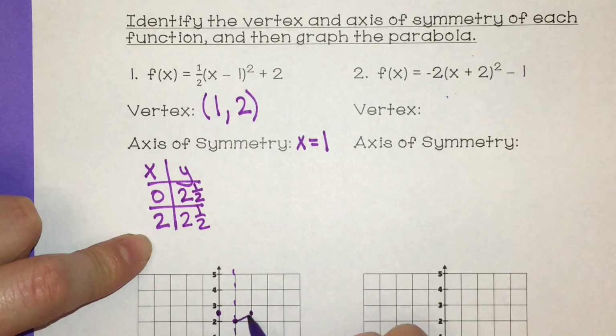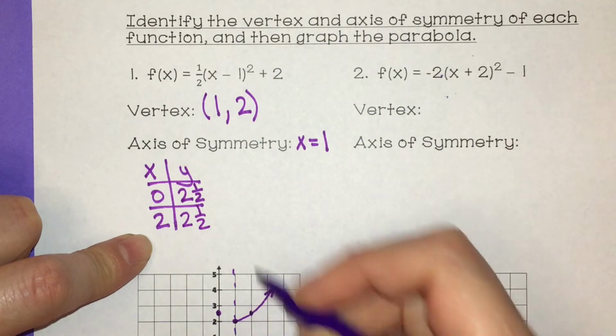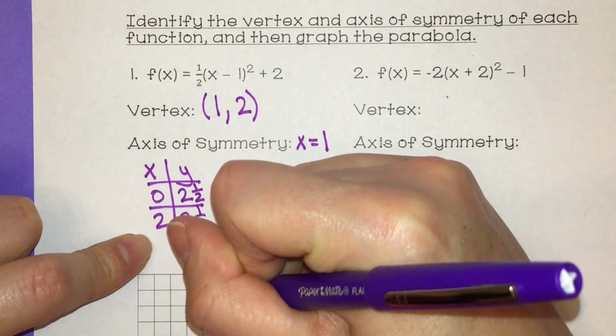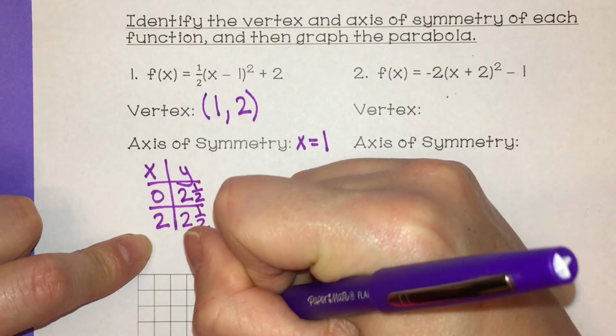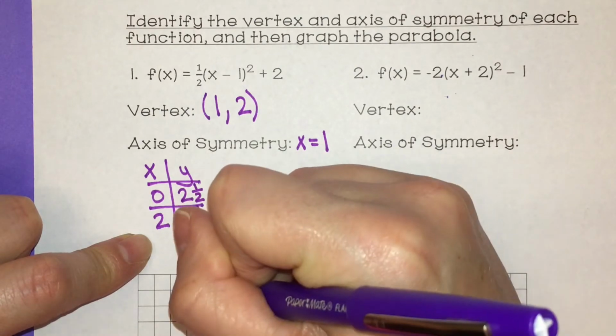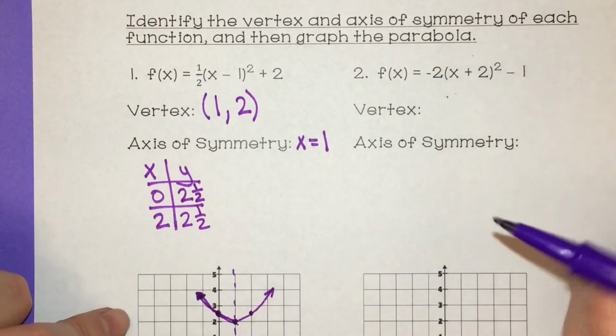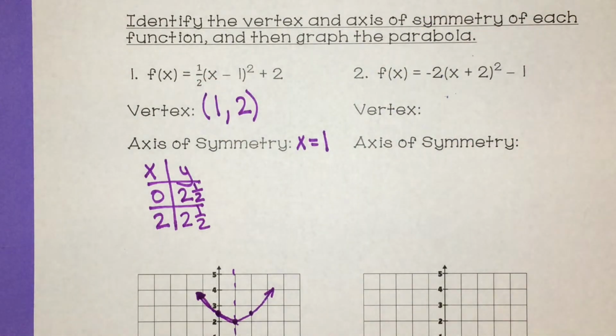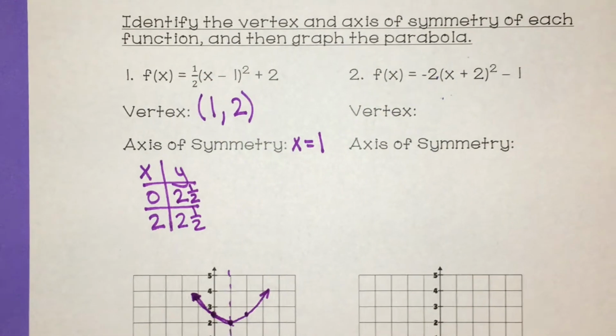So this one's really flattened out compared to the other ones we did. So I'm just going to kind of create my U shape, but I'm going to make sure I pass through those points. I'm going to put arrows on the end because I know they're continuing. So it's flattened out because we multiplied it by 1/2. All right, let's do the last one.